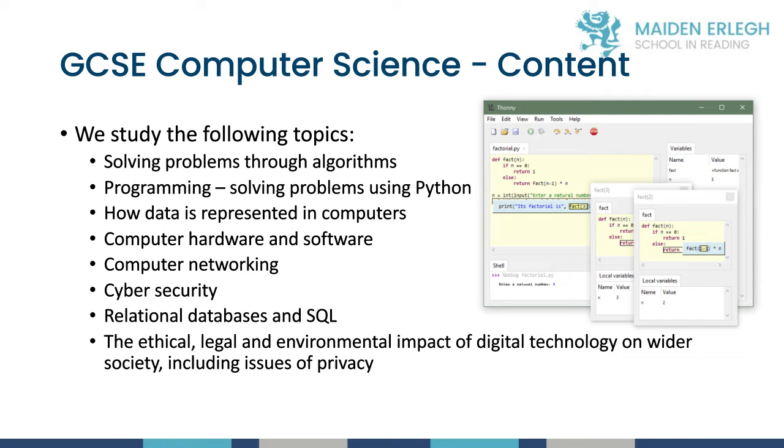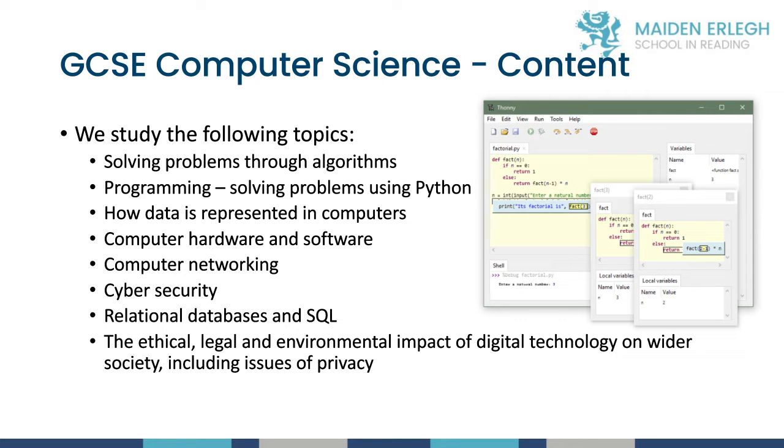We study cybersecurity as well, one of the most important and growing areas in computer science. We look at how we can avoid the different threats that we face when using computers on a personal level, and on a larger level when we're looking at organizations and indeed entire countries.